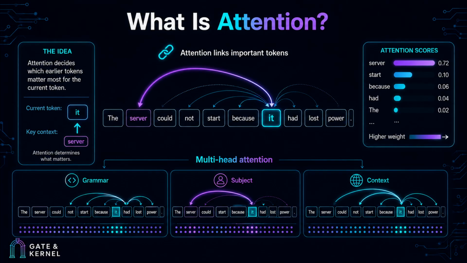Attention allows the model to compare tokens and assign different levels of importance to them. It does not simply look at the nearest word. It can use relationships between tokens across a much longer passage.